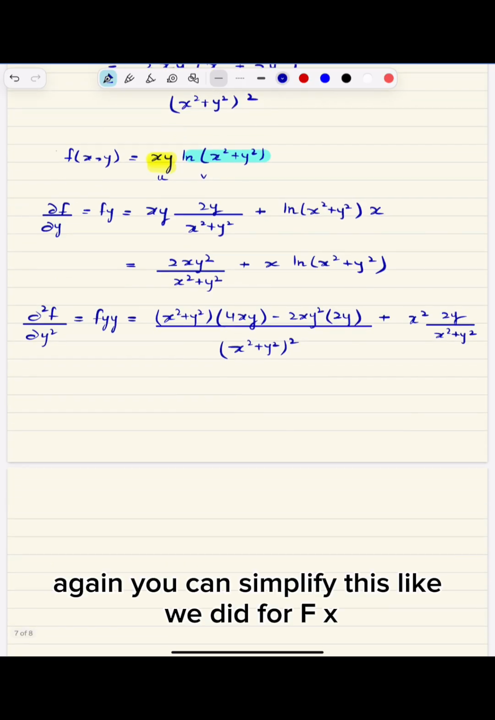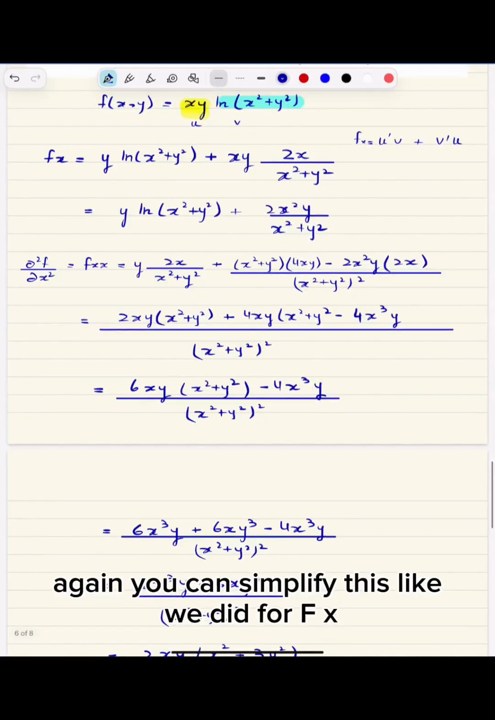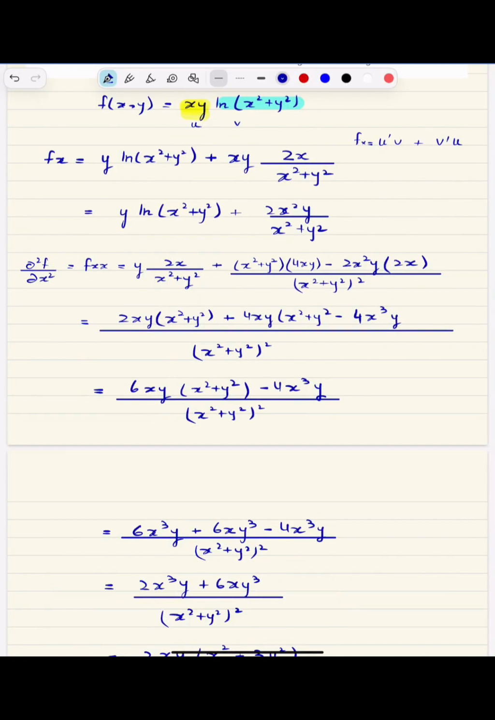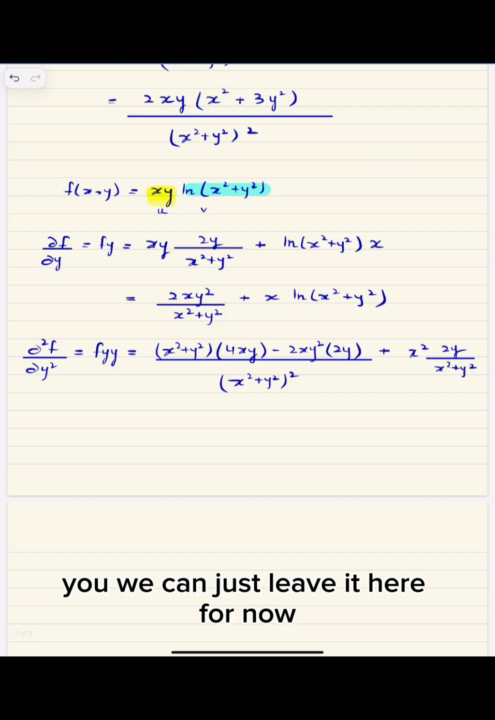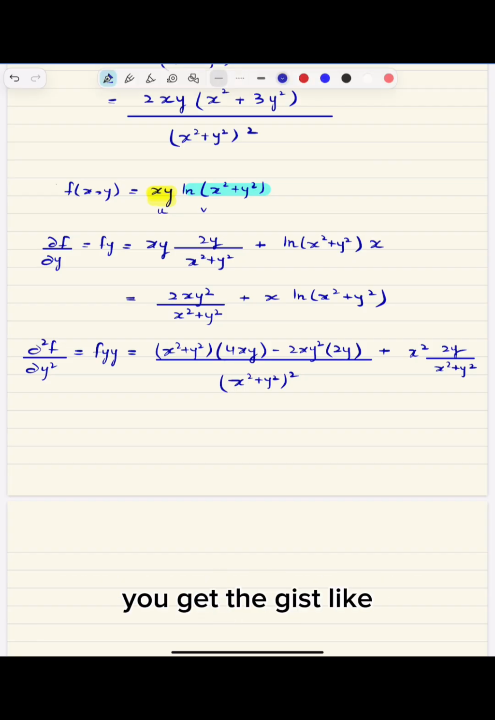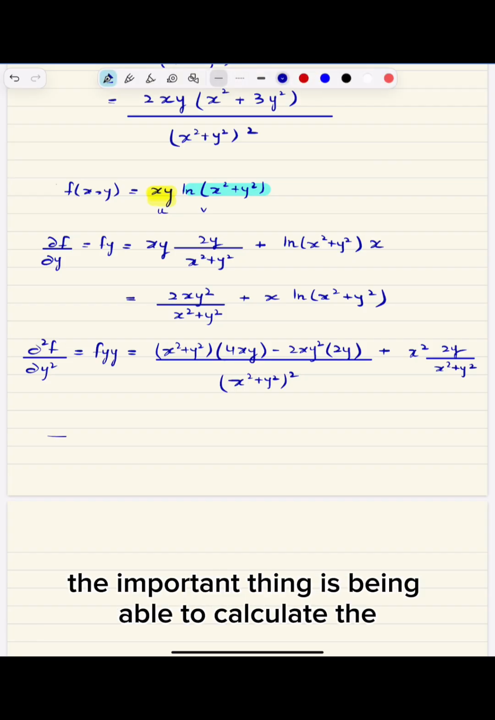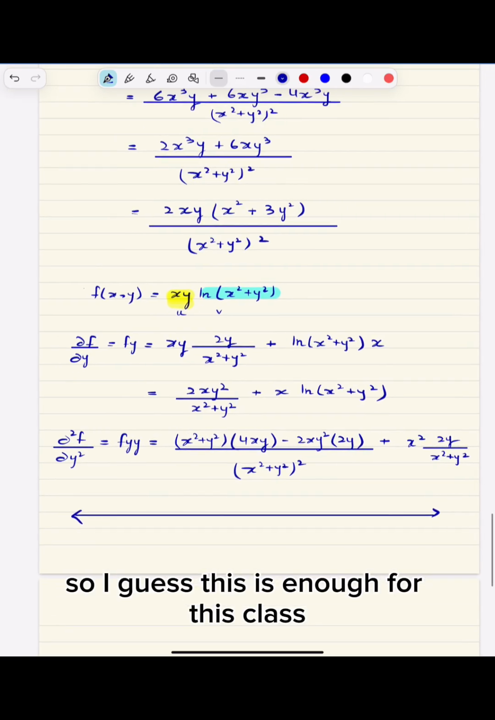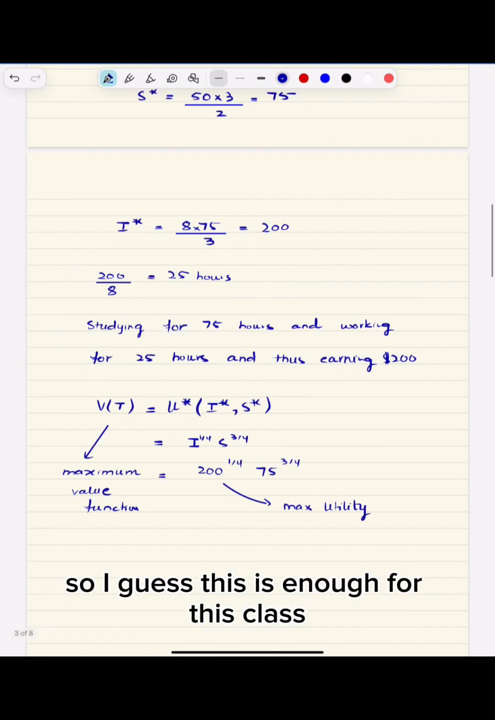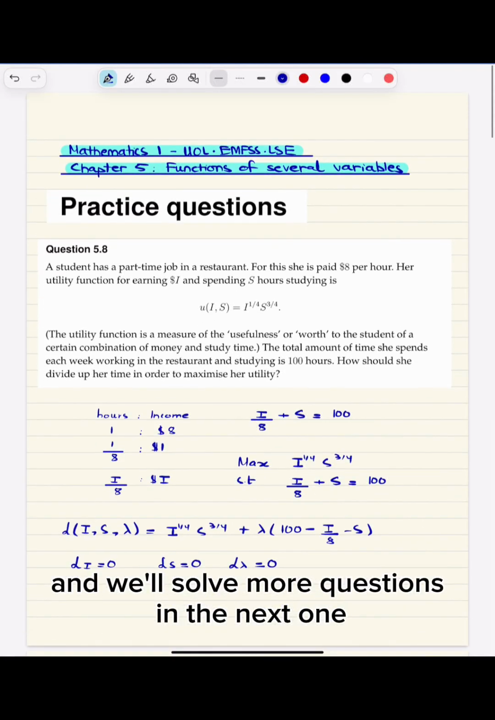Again, you can simplify this like we did for f_xx, but we can just leave it here for now. You get the gist. The important thing is being able to calculate the derivative. So I guess this is enough for this class, and we'll solve more questions in the next one. Take care.